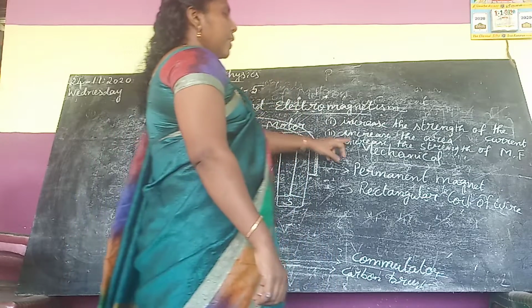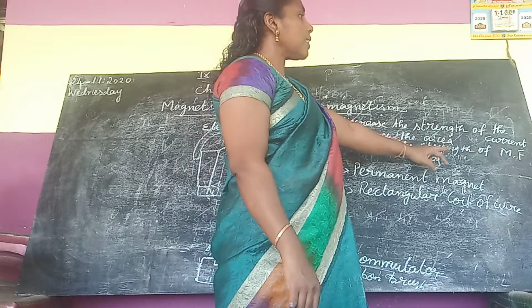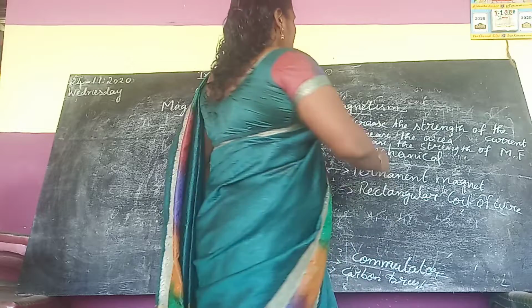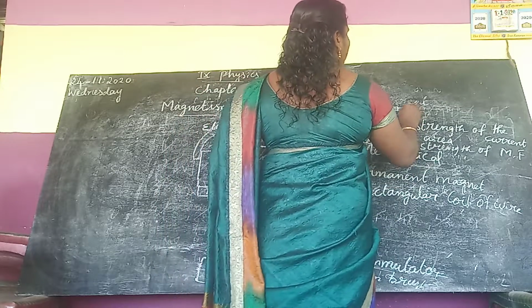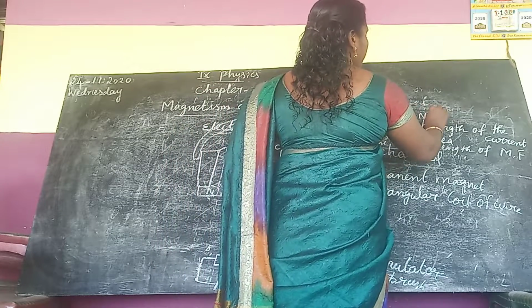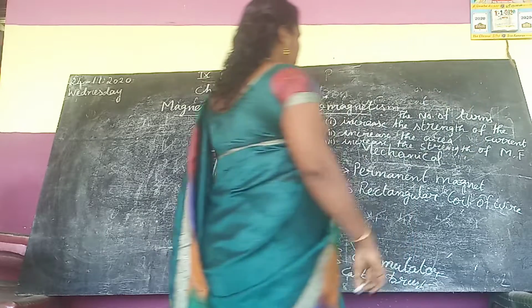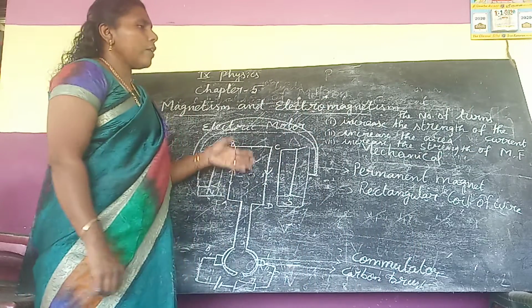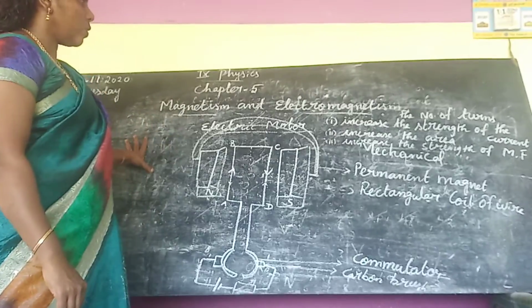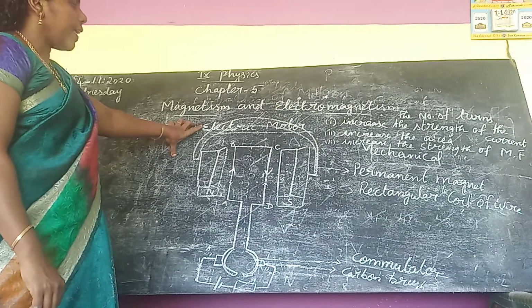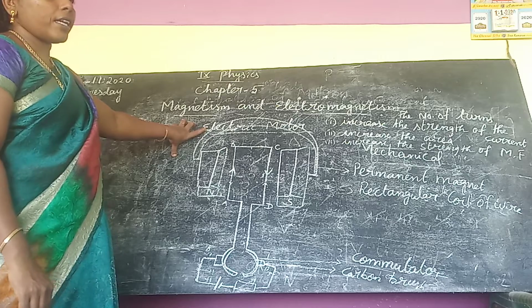increase the number of turns of the coil. Because of these four reasons, the coil will rotate very fast. Okay, so this is about the electric motor. So can you understand, students?